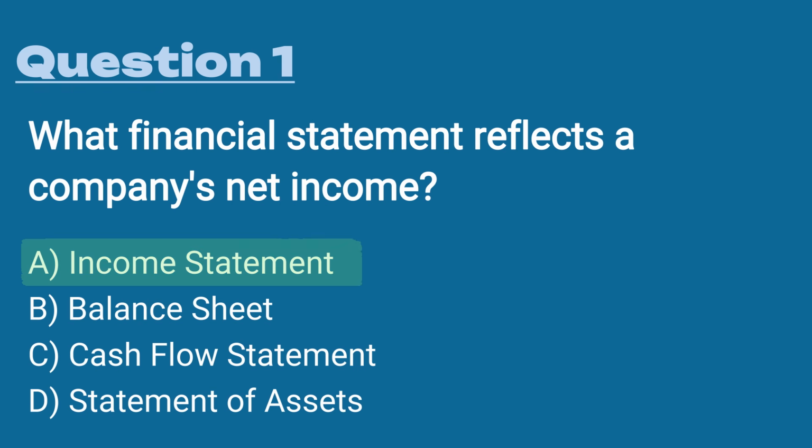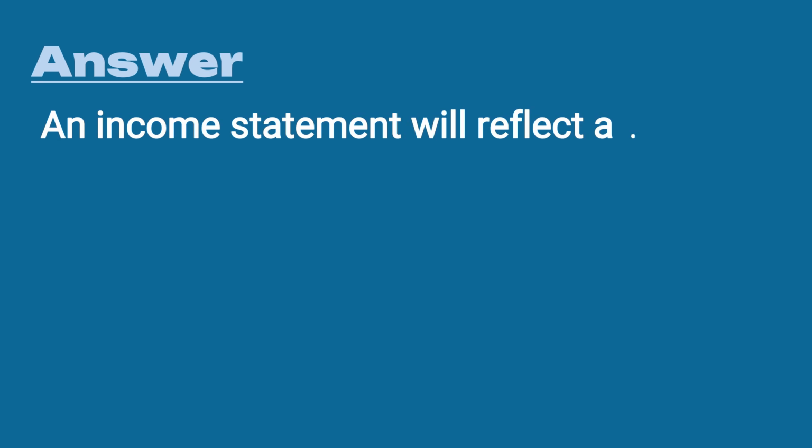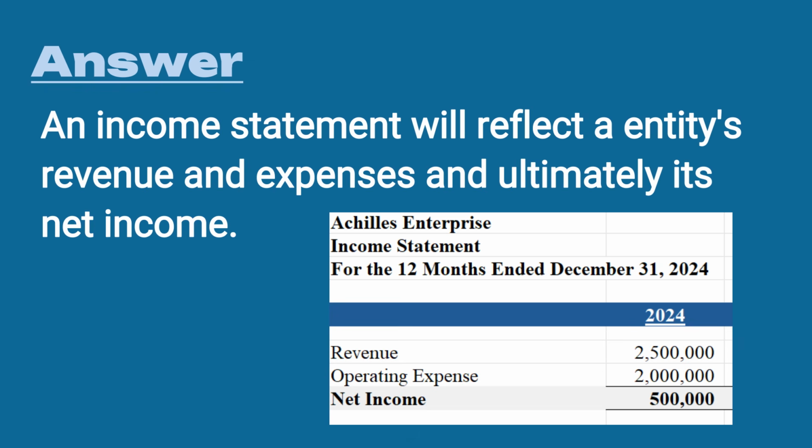The correct answer is A, income statement. The income statement will reflect an entity's revenue and expenses and ultimately its net income. This is your P&L. This is your profit and loss.